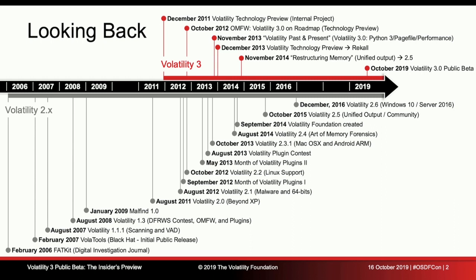We had the plugin competitions. We added Mac support and ARM for Android. The other Volatility devs wrote themselves the Art of Memory Forensics book, which hopefully many of you are familiar with. We constructed the foundation, the charity that looks after Volatility. And in the background, we were plugging away at getting the third version in place.